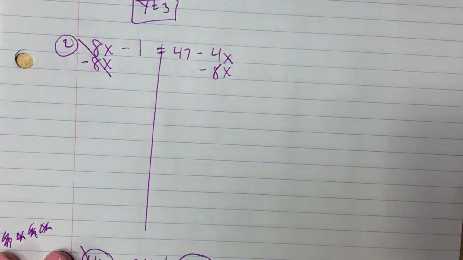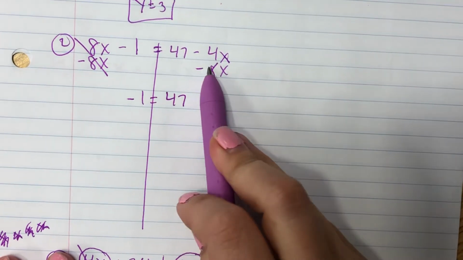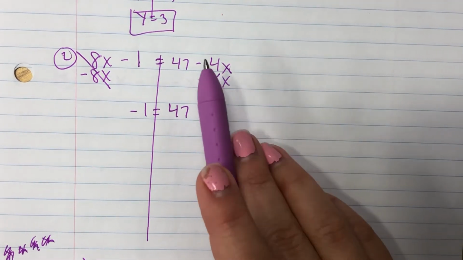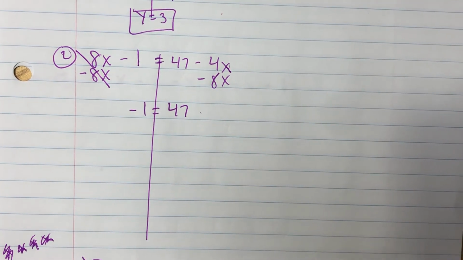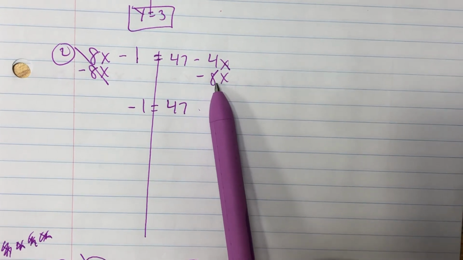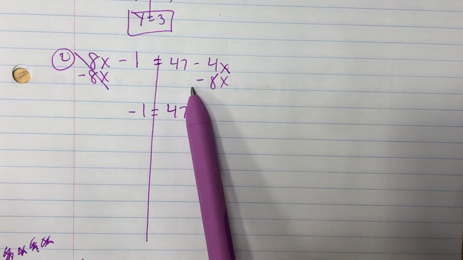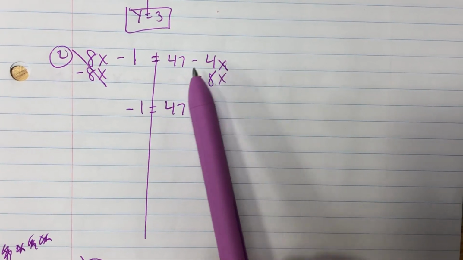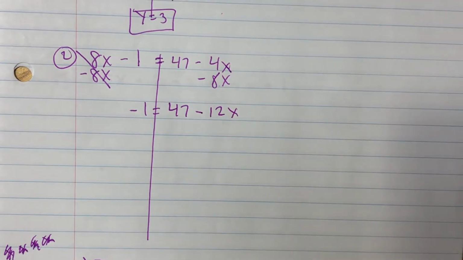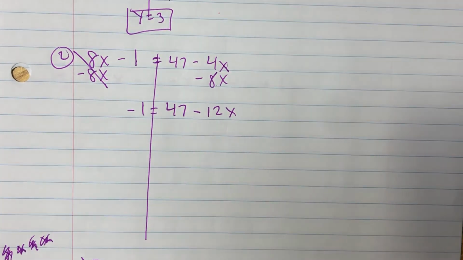8 minus 8 goes away, obviously. I now have negative 1 equals 47 and negative 4 minus 8. Now here's the deal. This does not say negative 4 minus negative 8. It does not say that. It says negative 4 minus 8. That's all it says. So please, when you type this in the calculator, don't put two negative things right here next to each other because it changes the whole problem. This is negative 4 minus 8. You will get negative 12 when you do that, okay? If you did negative 4 minus negative 8, you would get 4.